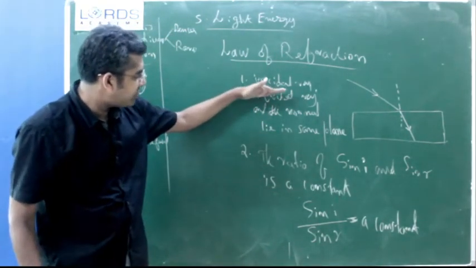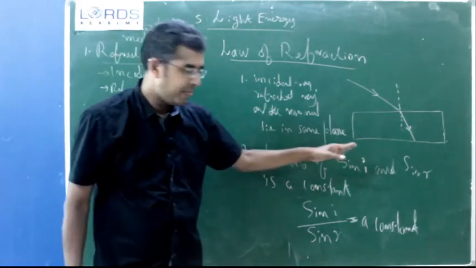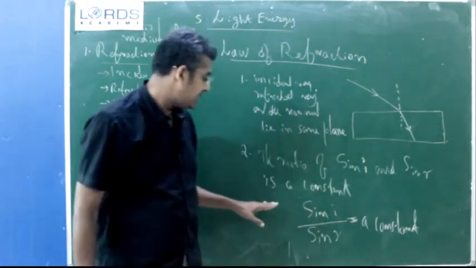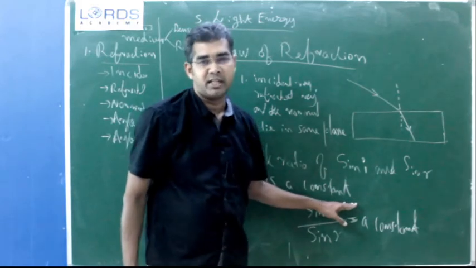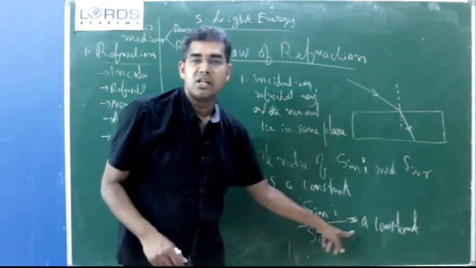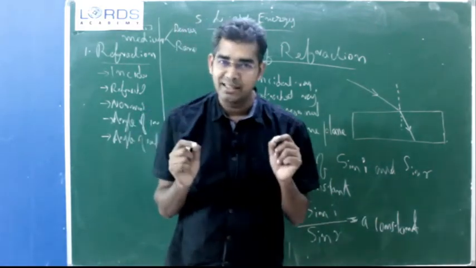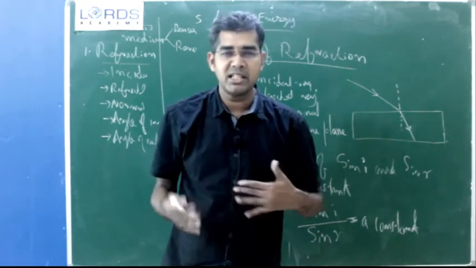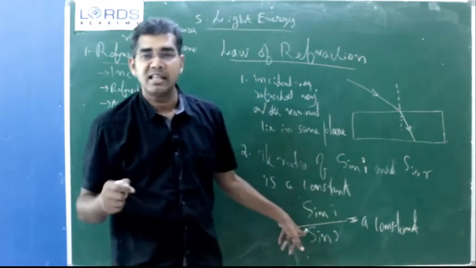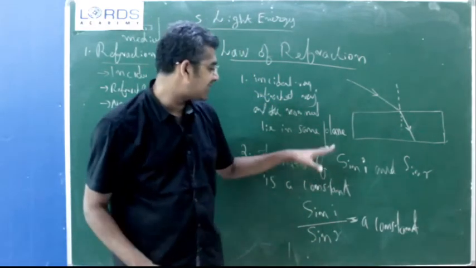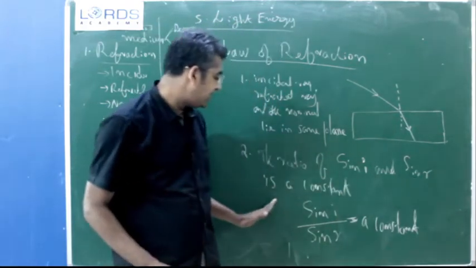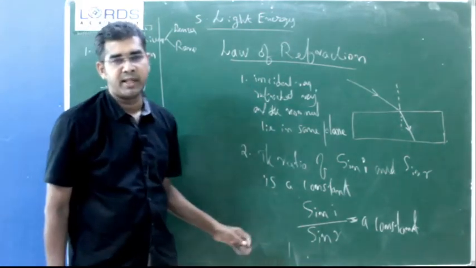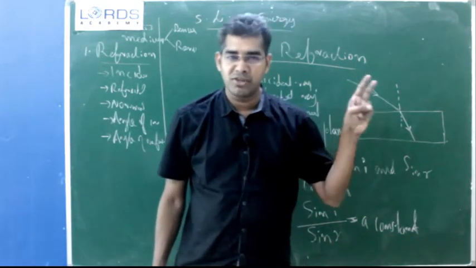So we have two statements. First, the incident ray, refracted ray, and the normal lie in the same plane. Second, the ratio of sin i and sin r is a constant, that means sin i by sin r is equal to a constant. What do you mean by sin? Sin is related to angles, a relation between angles. Next year when you start trigonometry, you will learn sin i and sin r. For the time being, just learn it by heart. This is known as the law of refraction.